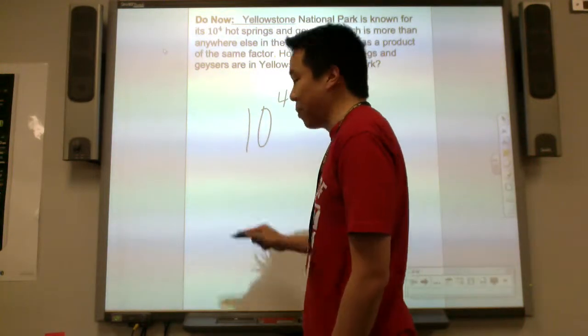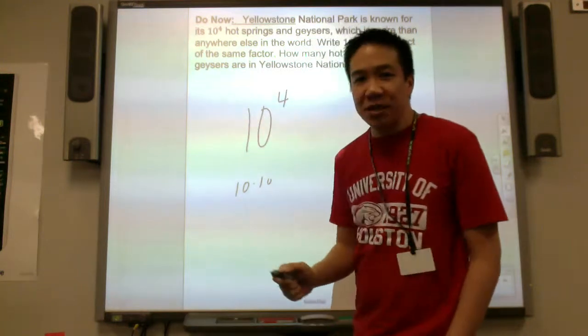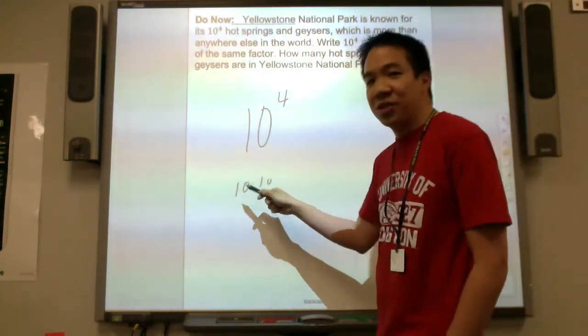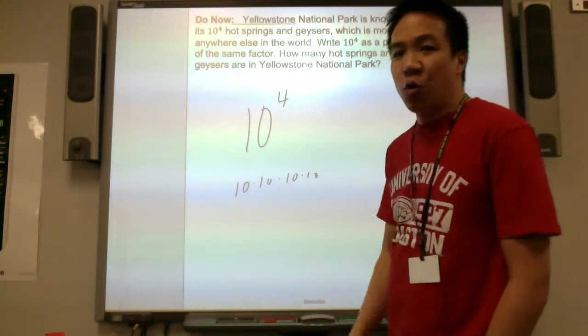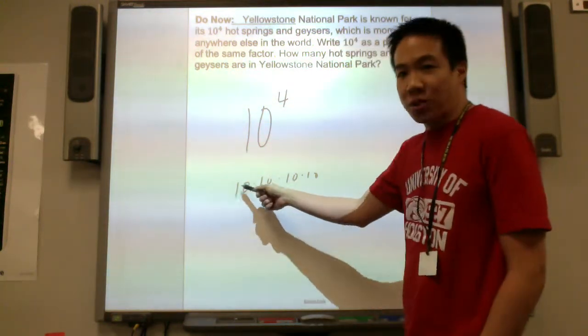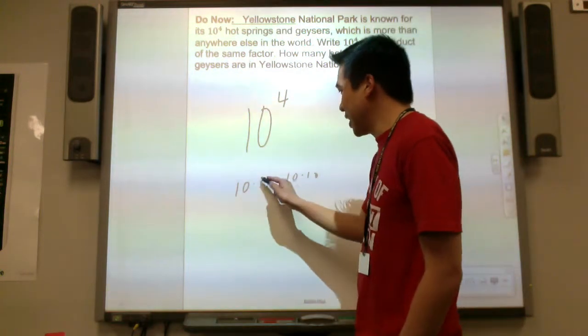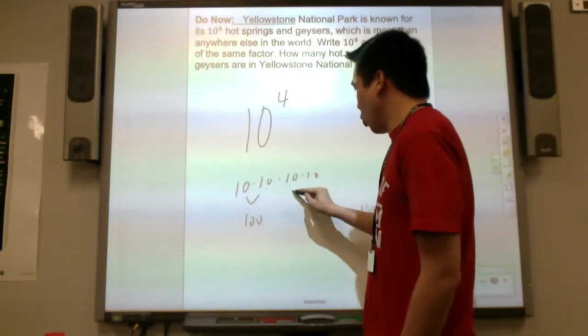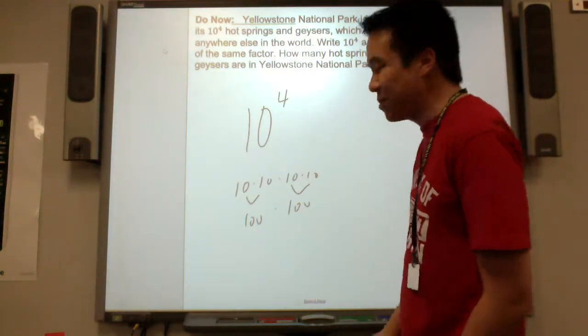So we have 10 as the base. You're going to write the base. 4 is the exponent. It tells you how many times you're going to use this in this multiplication problem. You're going to write it as 4 groups of tens. You'll write the number 10 4 different times. So let's multiply this. What's 10 times 10? 100. What's the other 10 times 10? 100.